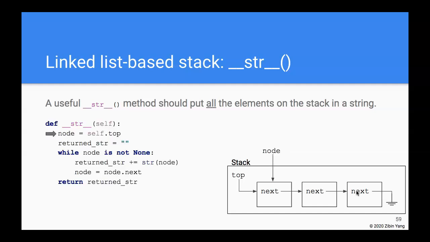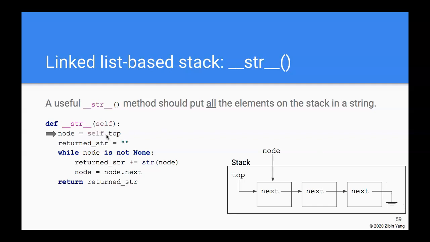Here is the code, and I'm going to step through it one line at a time. One of the most important things to recognize, and I mentioned this earlier, is that given just the top pointer to the first node in the linked list, we should be able to visit all the rest of the nodes, and we should know when to stop, right?